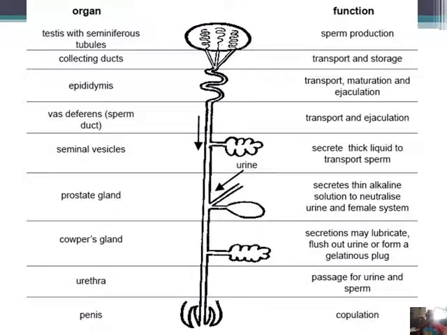I recommend you draw this. This is a very simplified view from the testicles all the way through the penis. We have organs on the left and functions on the right. This is a quick little summary of everything we've done. So the testes with the seminiferous tubules allow for sperm production. We then have the collecting duct, which moves into the epididymis for transport and storage. Finally, the epididymis, which is for transport, maturation of the sperm, and ejaculation.